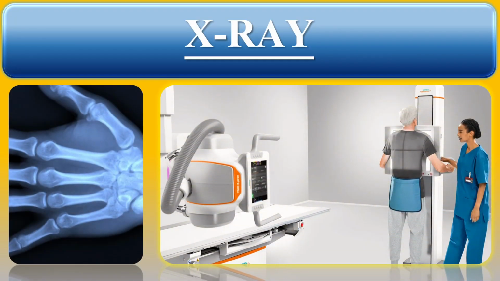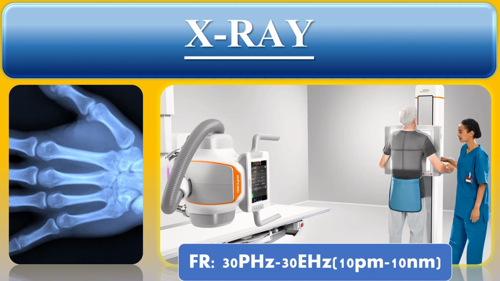All of you have seen this type of X-ray scan which is shown in this figure. You know that X-rays have a frequency range of 30 picohertz to 30 exahertz, that is 30 times 10 to the power 15 hertz to 30 times 10 to the power 18 hertz, having a wavelength of 10 picometer to 10 nanometer.